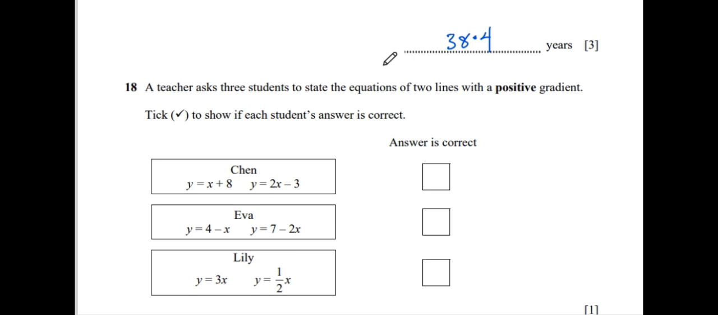All right, so the next one, a teacher asks the student to state the equation of two lines with a positive gradient. Now, in the equation of a line, y equals mx plus c, you notice that the gradient is the number that is attached to x. Okay, so here the gradient is 1 and here the gradient is 2. Okay, they say you should tick the correct answer, so this one is correct. For this one, the gradient is -1. This one is wrong. For this one, the gradient is 1 and the gradient is 1 over 2, so this one is also correct. All right, so moving to the next question now.